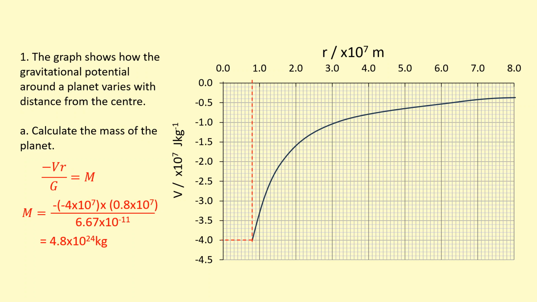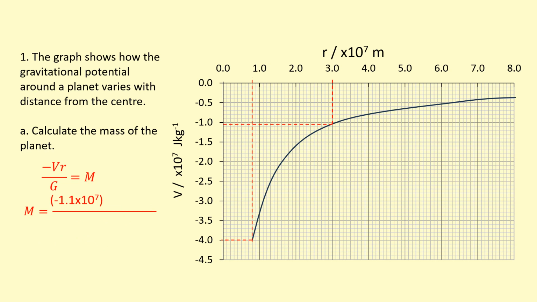And to be honest, I could do this method with any point. For example, I can use this point. And if I repeat this method using the gravitational potential at that point, which is around minus 1.1 times 10 to the 7, and I multiply by the radius at that point, and then divide it by the gravitational constant there, I get roughly the same mass.